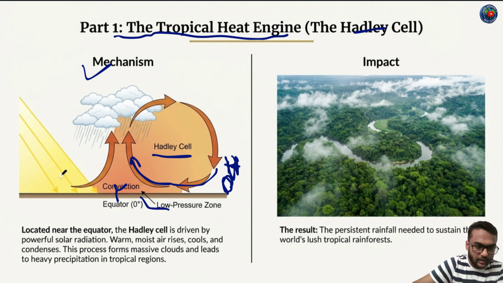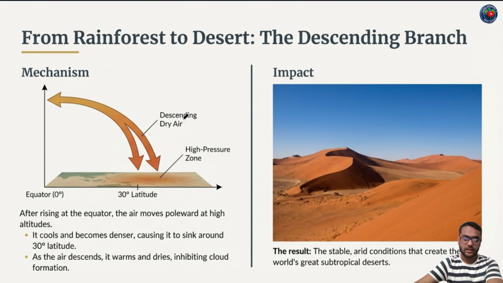Located near the equator, the Hadley cell is driven by powerful solar radiation. Warm, moist air rises, cools, and condenses. This process forms massive clouds and leads to heavy precipitation in tropical regions. The result: the persistent rainfall needed to sustain the world's vast tropical rainforests. That's why in the equatorial region various rainforests are found, tropical rainforest and evergreen rainforest, because of the heavy rainfall in this region. Heavy precipitation is due to this Hadley cell movement.